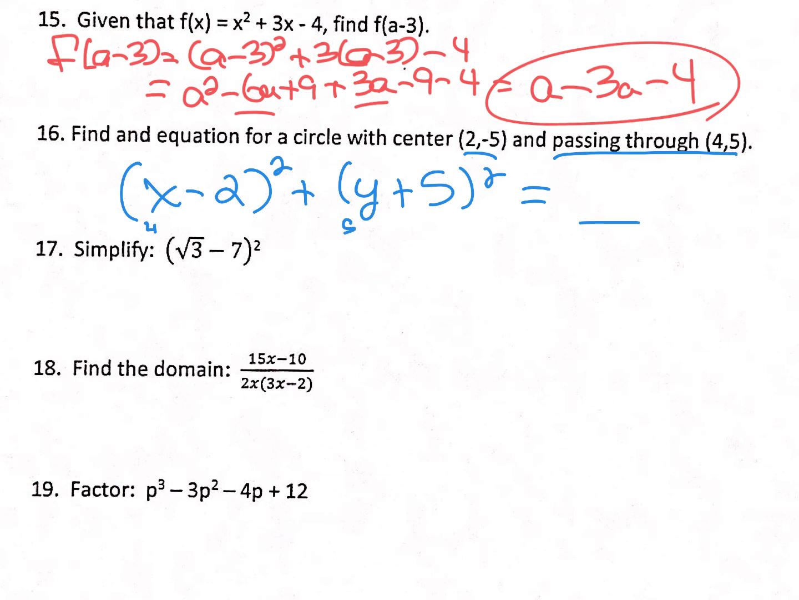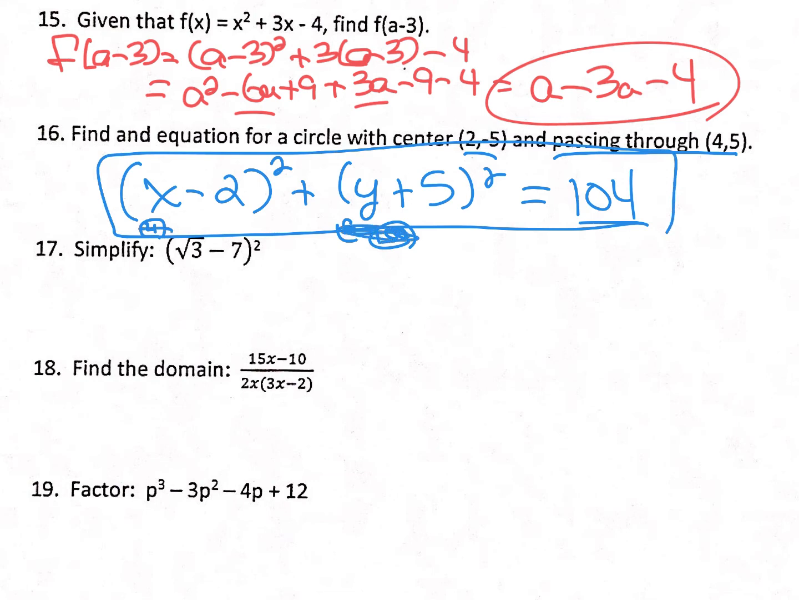So when I plug 4 in, I get 4 minus 2. 4 minus 2 is 2, squared is 4. So I get 4 again when I plug it in. When I plug in 5 here, 5 plus 5 is 10. 10 squared is 100. So I have 100 here and 4 over there. If I add 4 plus 100, I get 104. And guys, that's the answer. It should look just like that.